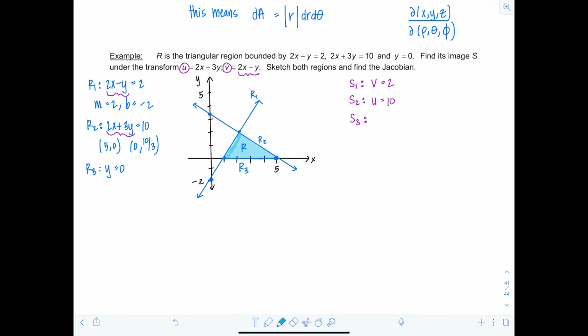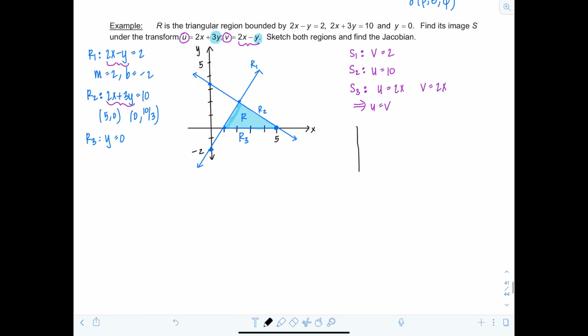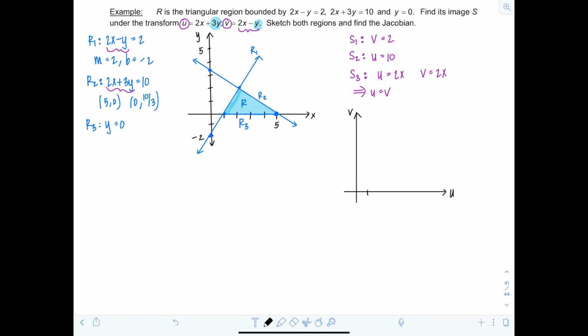So if I substitute in 0 for y into both equations, then I get u is equal to 2x, and I also get that v is equal to 2x. Well, I need an equation exclusively in terms of u's and v's, but this would mean that u is equal to v. Can we sketch this? I certainly hope so. So here's my v-axis. Here's the u-axis, what am I saying? Okay, and then we'll have to go up to u equals 10, which means I'm going to have to go up to v equals 10. 2, 4, 6, 8, 10, right here. 2, 4, 6, 8, 10, boom.